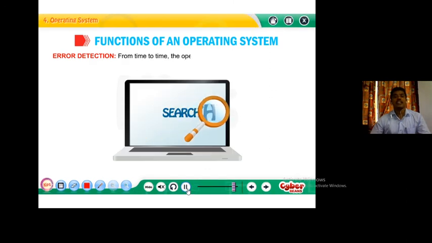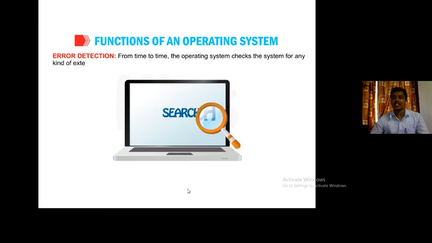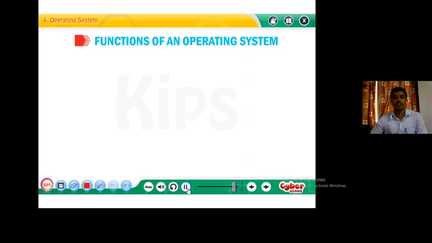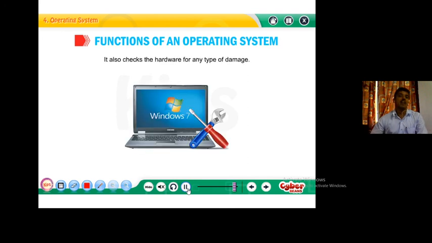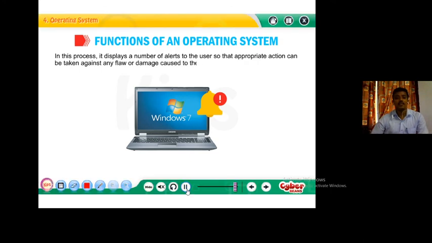Error detection is also very important from time to time. The operating system checks the system for any kind of external threat and malicious software activity. You will immediately get a message. It also checks the hardware for any type of damage. In this process, it displays a number of alerts to the user so that appropriate action can be taken against any flaw or damage which has happened to the system.